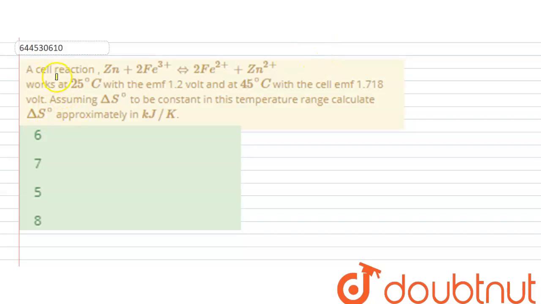Hello everyone. So let's see this question. In this question it is given that a cell reaction Zn + 2Fe3+ gives 2Fe2+ plus Zn2+ works at 25 degrees centigrade with the EMF 1.2 volt and at 45 degrees centigrade with the cell EMF 1.718 volt. Assuming delta S0, that is the entropy, to be constant in this temperature range, calculate delta S0 approximately in kilojoule per Kelvin. So let's see first of all what is given to us.